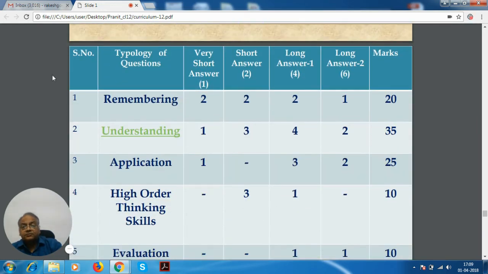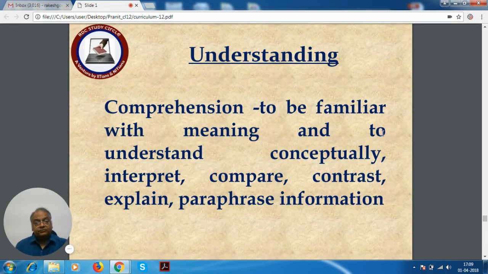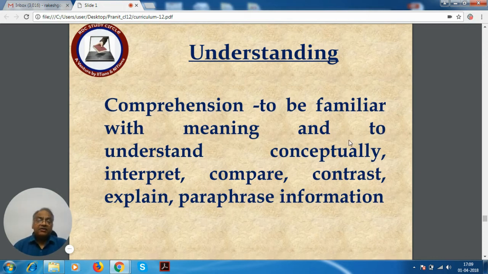Then the next typology of question is understanding. In understanding, you have very short answer 1, short answer 3, long answer 1, that is 4 marks, 4, and long answer 2, that is 6 marks, 2. So in all, understanding will be 35 marks of questions. What is the meaning of understanding? Those are questions where comprehension is needed, to be familiar with meaning and to understand conceptually. Interpret, compare, contrast, explain, paraphrase information.